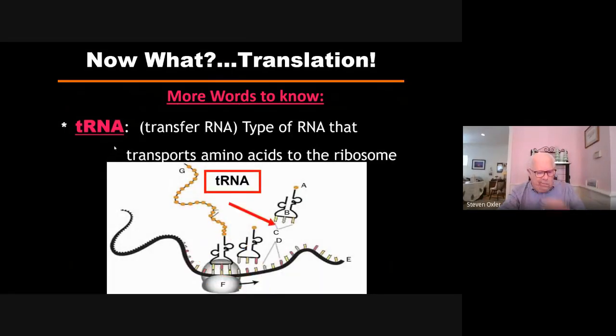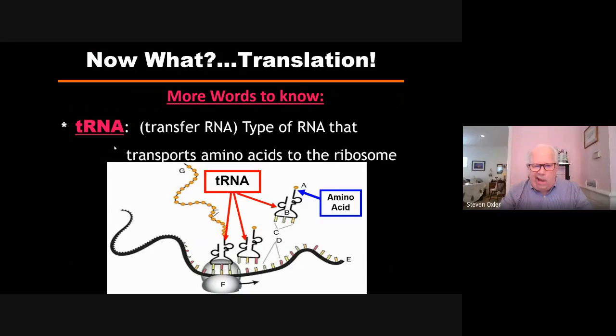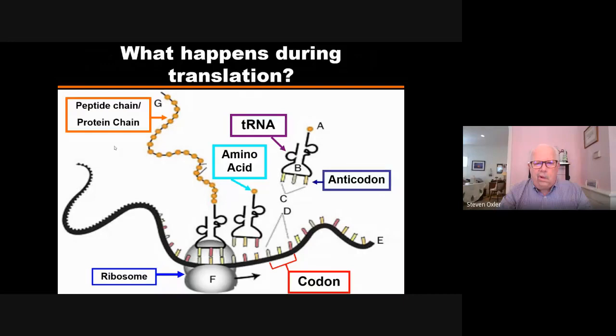Transfer RNA. How does the protein travel through the cell? It travels through the cell on transfer RNA. That's how it transfers itself throughout the cell, okay? Anticodon is not important. Don't bother with the word anticodon. That's not important, okay?